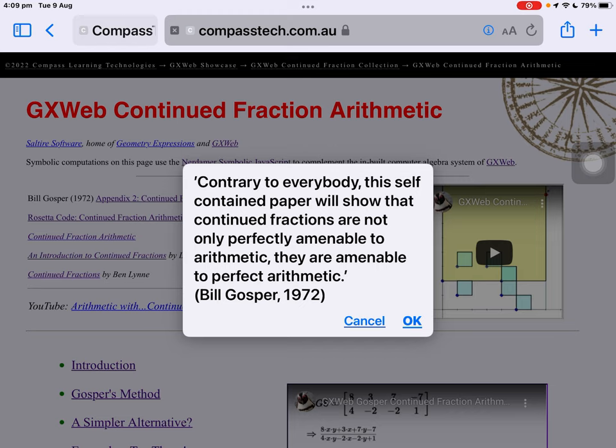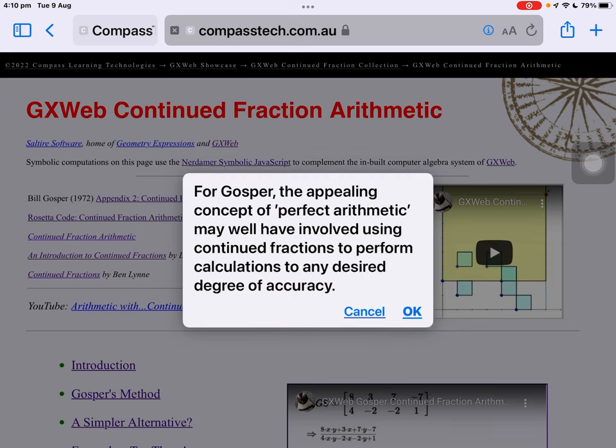Contrary to everybody, this self-contained paper will show that continued fractions are not only perfectly amenable to arithmetic, they are amenable to perfect arithmetic. The words of Bill Gosper in the early 70s resonate even today. For Gosper, it's likely that the appealing concept of perfect arithmetic may well have involved using continued fractions to perform calculations to any desired degree of accuracy.